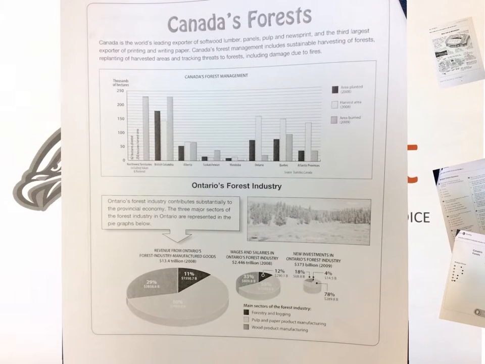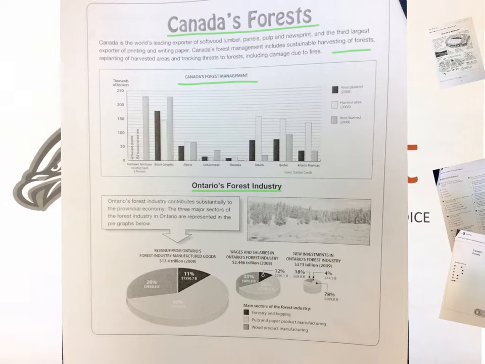With any text, whatever its nature, we want to first begin by looking at the title. Canada's Forests is the title. Then other kinds of information we want to pay attention to are such things as different fonts. We notice there's a variety of fonts on this page. You see one font up here. This is a different font. Here we have another one because it's related to a chart. Then we have a new title, Ontario's Forest Industry.